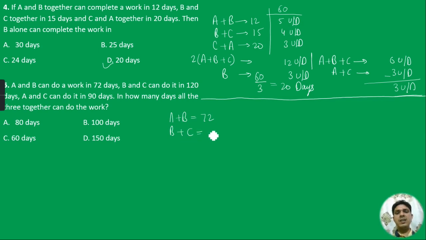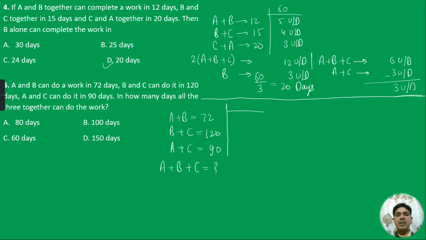B and C can complete this in 120 days. And A and C can complete this in 90 days. In how many days can all three together do the work? That means he is asking in how many days A, B and C will complete the work. So students, the first thing we have to do is find the LCM of all these.